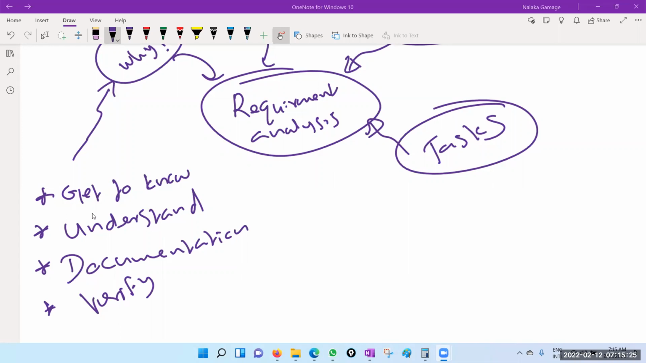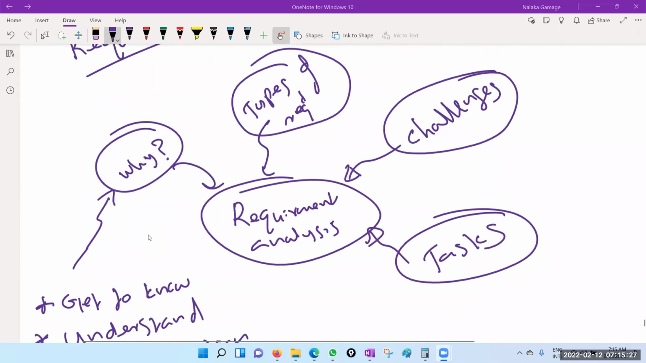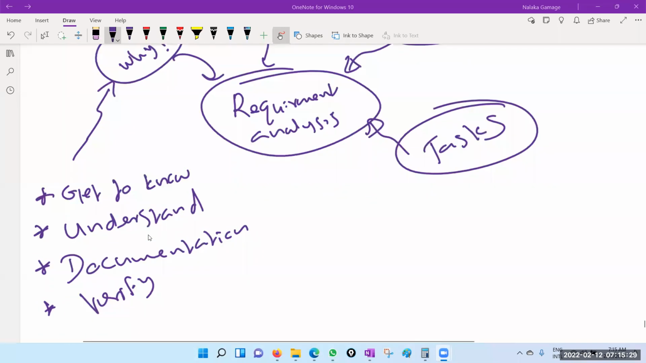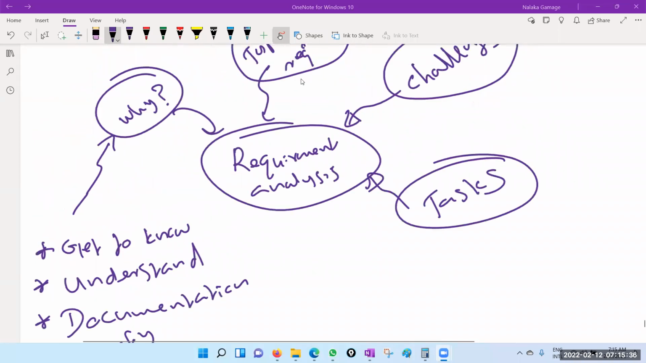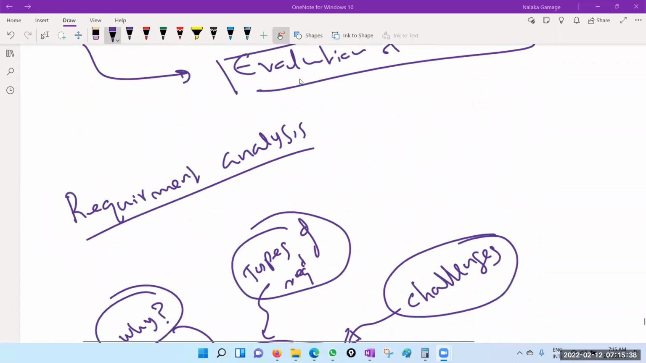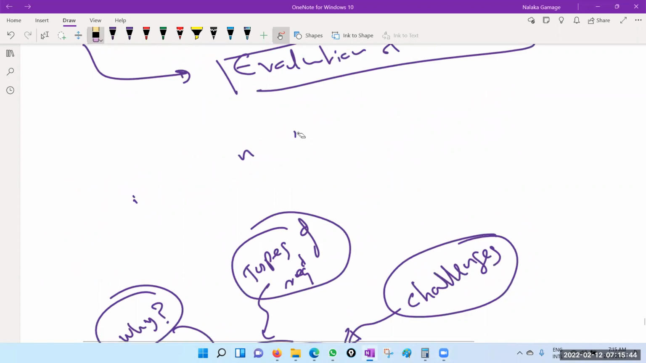Right. So that is why we want to do the requirement analysis. Now let's look at the types of requirements. Right? Types of requirements. So you can subdivide requirements into different categories so that we can properly understand it. Or otherwise, sometimes we will miss certain aspects. Okay, we will miss certain aspects. So there are different ways you can define it.